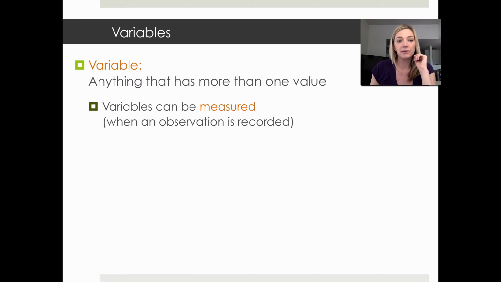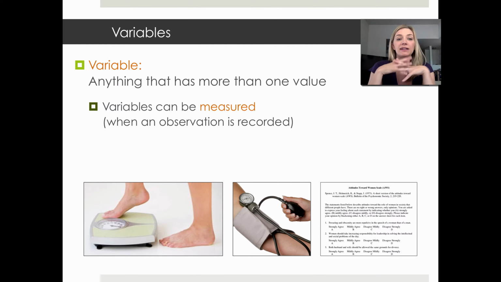Now, some variables can be measured. And what I mean by measured is that we simply record an observation. In fact, all variables can be measured. Here are some examples. Weight is a measured variable. We ask somebody to stand on a scale and we record what the scale says. We record their weight. Blood pressure would be another example of a measured variable.